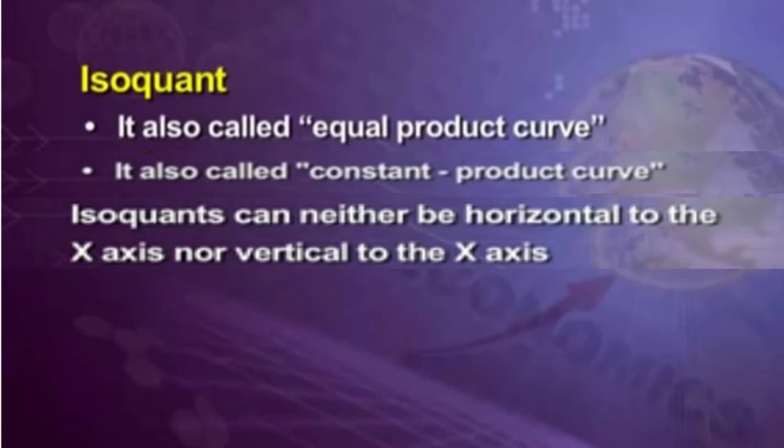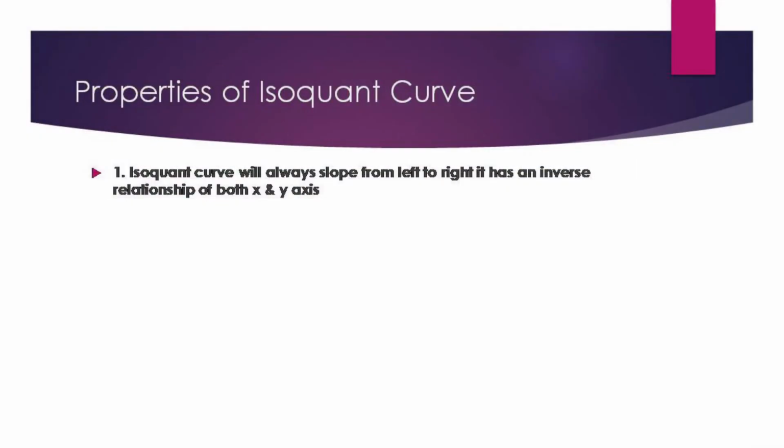So an isoquant can be neither horizontal to the x-axis nor vertical to the y-axis. We shall see some of the properties of the isoquant curve one by one in detail. The first main property is that the isoquant curve is always sloping from left to right. It has an inverse relationship between the x-axis and y-axis.